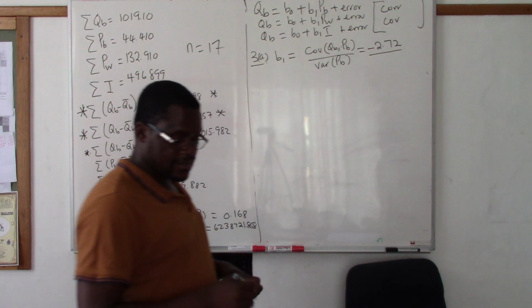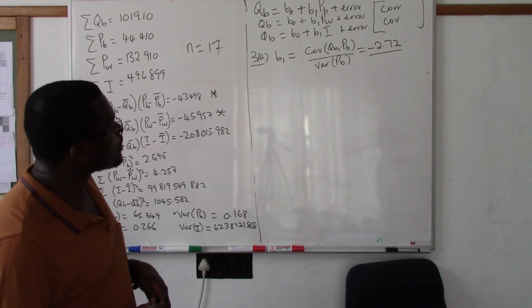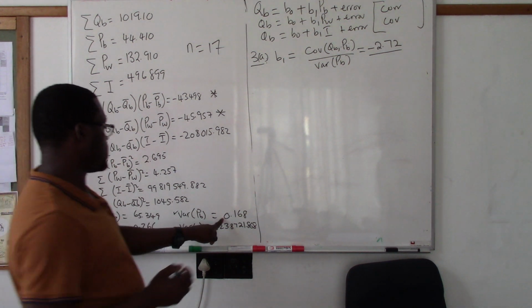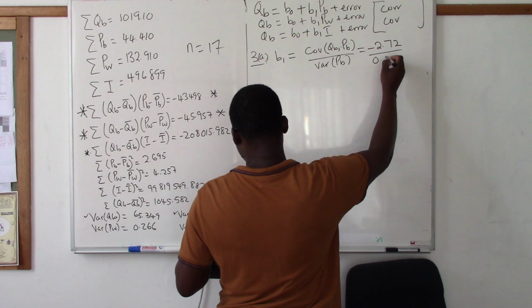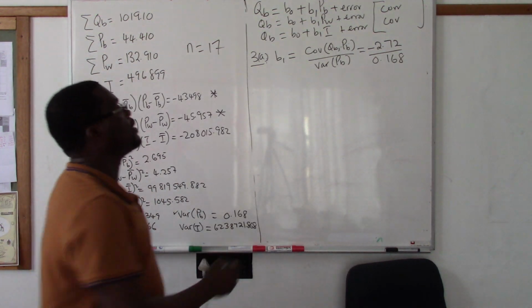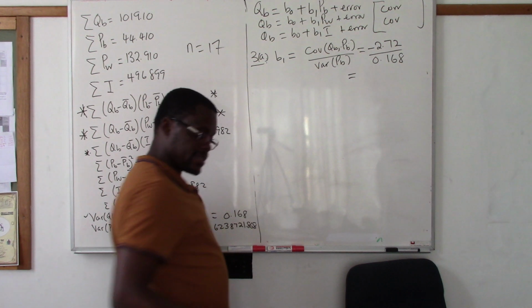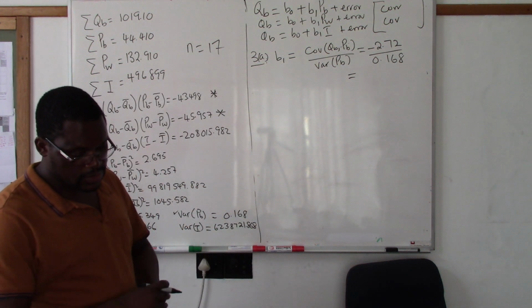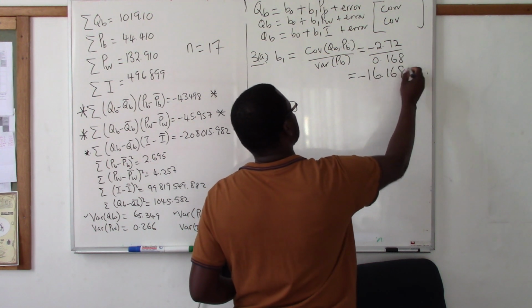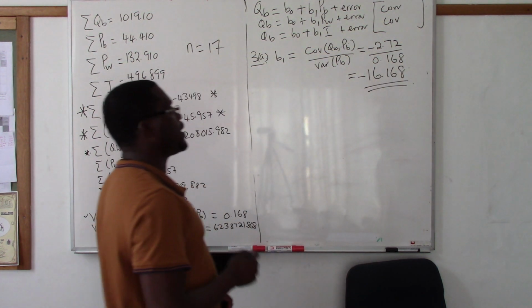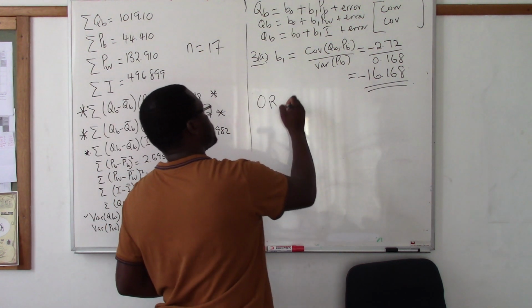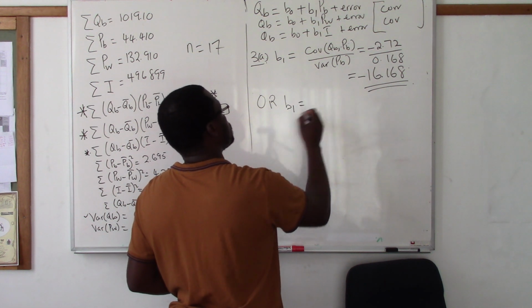And you are dividing this by the variance of PB, which is 0.168. The answer you should get from all this should be minus 16.168. Okay? Now let's try to calculate that using a different method, which is the correlation one.